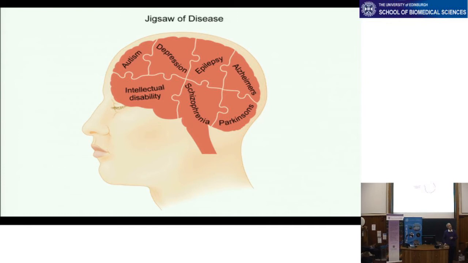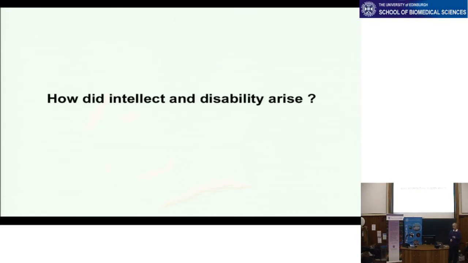One way to begin to think about those problems is to ask this really quite simple but fascinating question, which is, how did intellect and disability actually arise? And that's going to be the focus of my lecture this evening.